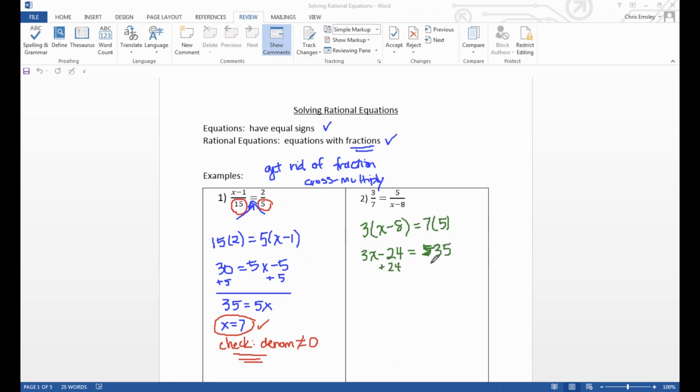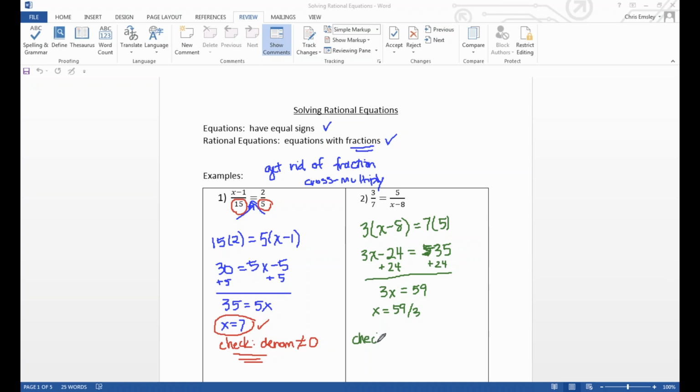Add 24 to both sides. We end up with 3x equals 59. Divide both sides by 3, and there's our answer. x is 59 thirds. Go ahead and leave that as a fraction. If we turn it into a decimal, it's a repeating number, and so it's not an exact answer. So we want to leave that in its fraction form.